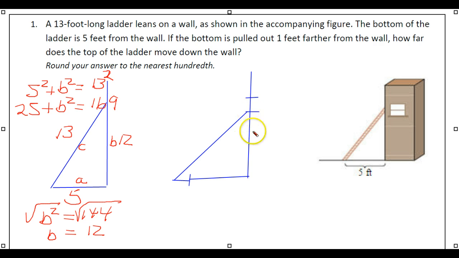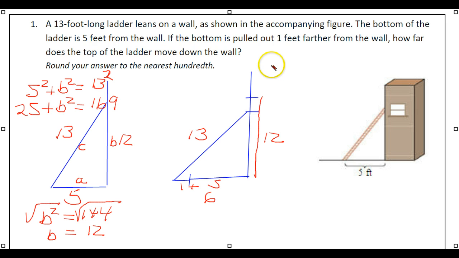Now they're saying what we're going to do, so this original distance here was 12. I'm going to move the bottom out by 1 foot. So this was 5. I'm going to move it out by 1 foot, so the bottom side A now is 6. My hypotenuse is still 13. But we're asked how far down the wall from the original 12 feet does the ladder drop?